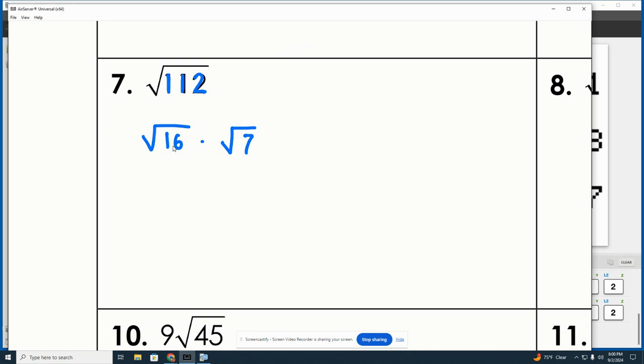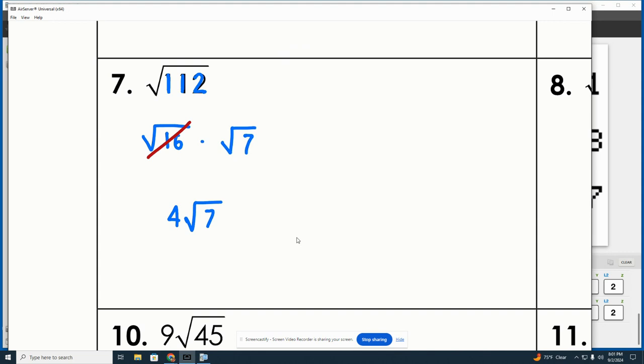So 16 gets to escape this radical as a whole number 4. It's out. It stays outside my radical. Now look, the 7, it can't go anywhere. It's stuck. There's no perfect square that goes into it. So simplifying the radical, square root of 112 equals 4 times the square root of 7.